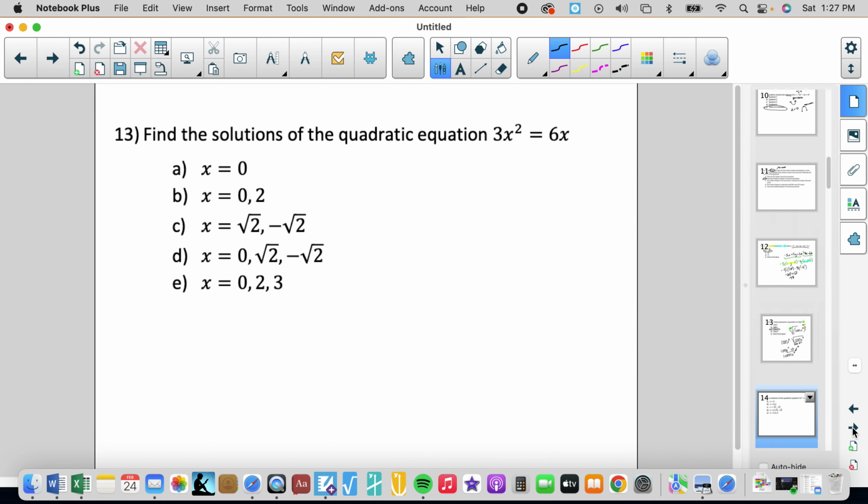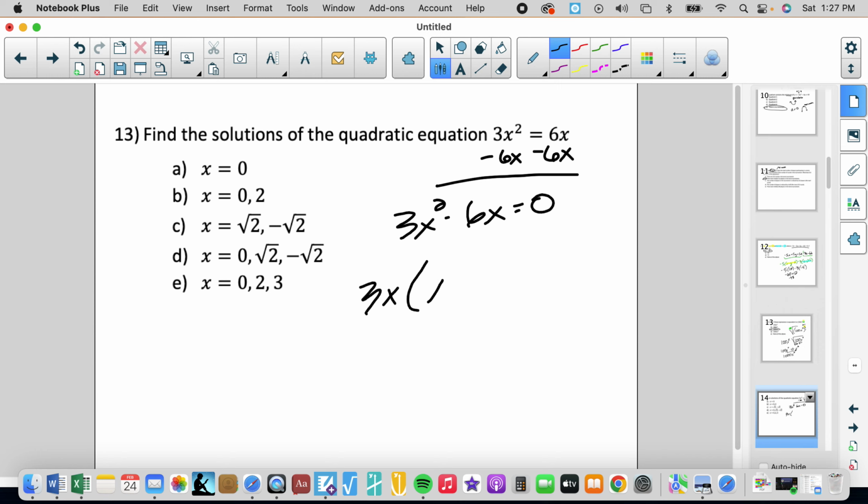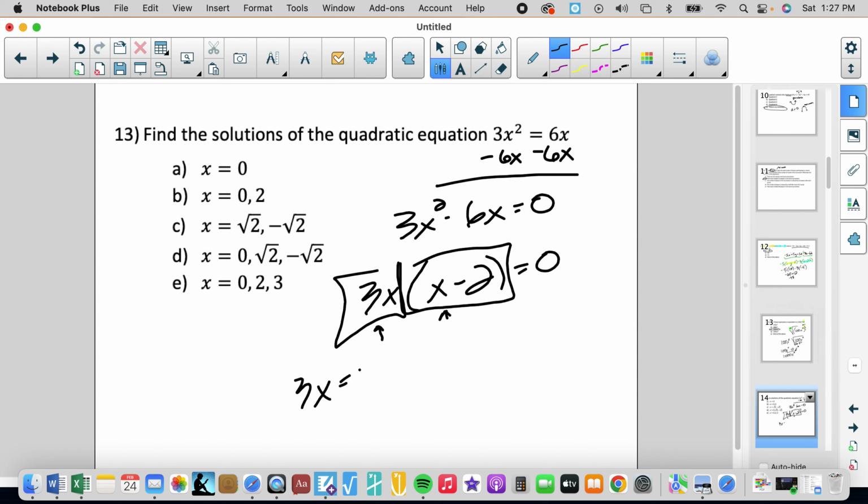Number 13, find the solutions of the quadratic equation. I like setting it up equal to 0, so I'd subtract 6x. We get 3x squared minus 6x equals 0. I'm going to factor out a 3x. We get x minus 2. Now we're going to use the zero product rule, meaning one of these boxes must be equal to 0. So we set each one equal to 0.